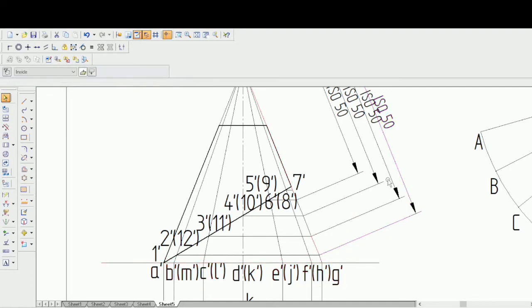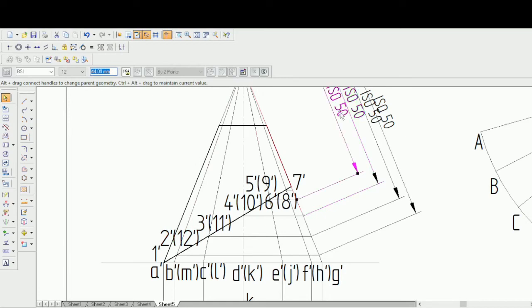Similarly, this dimension, 56.17, if you identify it correctly, is for C and L. So 56.17 is for C and L. And this dimension, 49.41, is for D and K. So 49.41 is for D and K. Yes, that's what I also told.